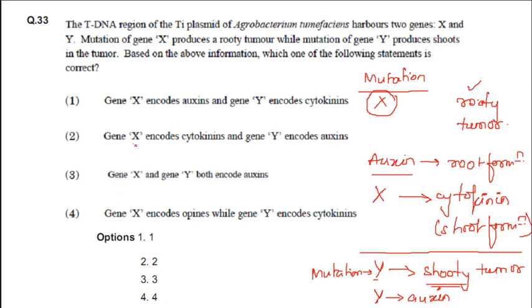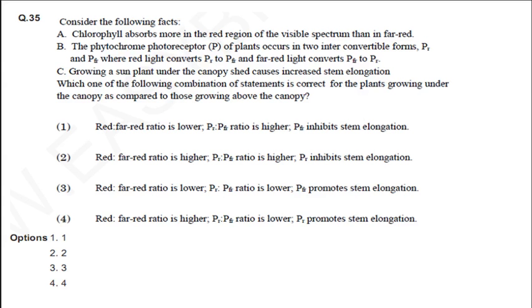This is the question from sensory photobiology, and this is also a very easy one. Just the language, you may think that this is very lengthy, but let's try to solve it. Consider the following facts. Chlorophyll absorbs more in the red region of the visible spectrum than in far red. The phytochrome photoreceptor P of plants occurs in two interconvertible forms, which are PR and PFR, where red light converts PR to PFR and far red light converts PFR to PR.